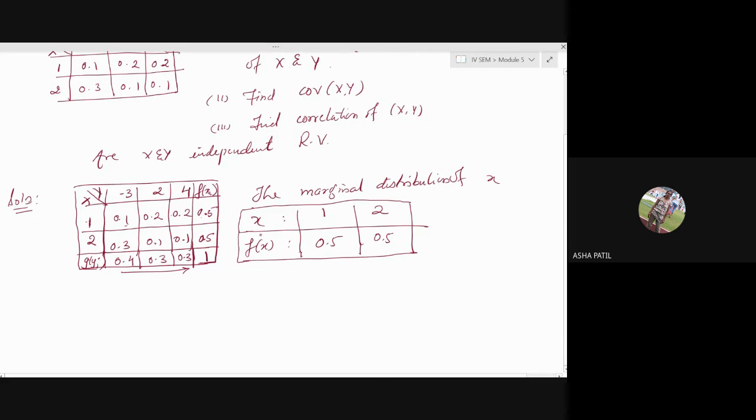Next, the marginal distribution of y. This is y and g of y.